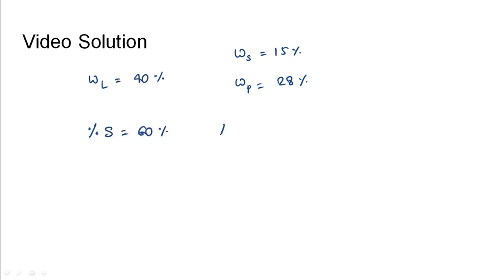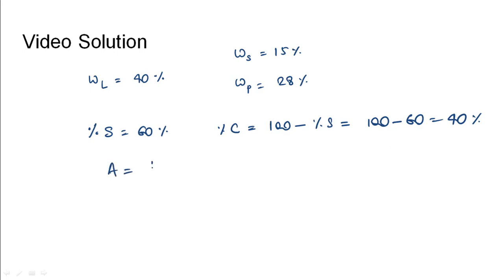So in this case it has been given that the soil behaves as a liquid when the water content is 40%, so that would be our liquid limit. And it is also given that the soil behaves as a semi-solid between 15 and 28%. So 15% would be our shrinkage limit and 28% would be our plastic limit. It is also given that the percentage of silt is equal to 60%. So the percentage of clay for the fine grained soil would be 100 minus percentage of silt. So this would become 100 minus 60, that is 40% of the soil sample would be clay.